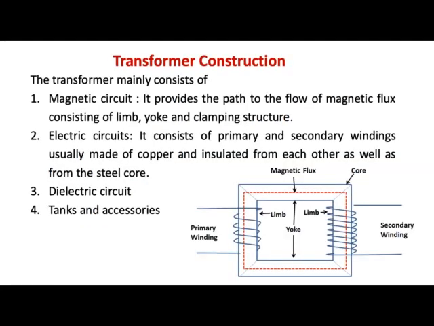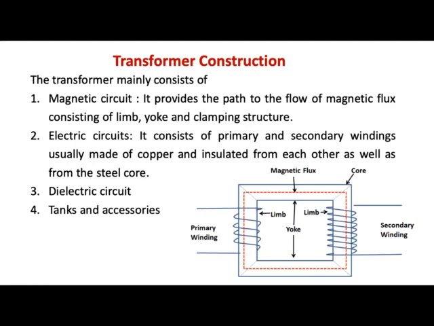Now the transformer mainly consists of the magnetic circuit, electrical circuit, dielectric, and tank and accessories. The magnetic circuit provides the path for the flow of the magnetic flux, consisting of limb, yoke and the clamping structure. That is, this core is not made up of a solid section. There are multiple sections used to make the core cross-sectional area, and to put them together we need some clamping structure. That is what completes the magnetic circuit.